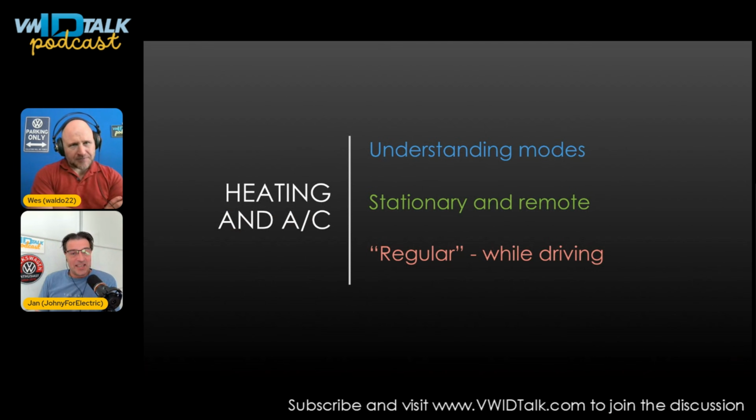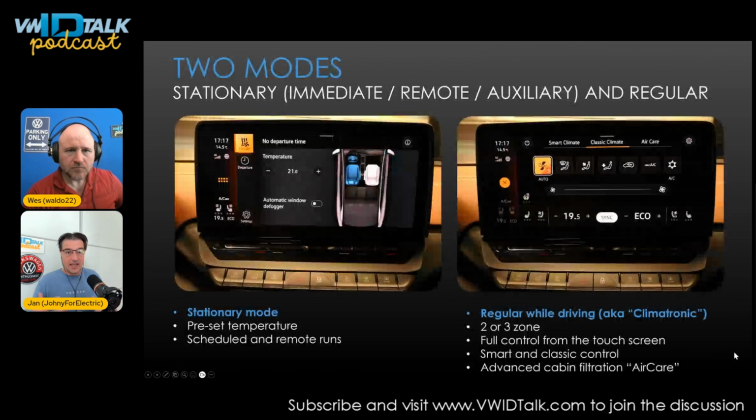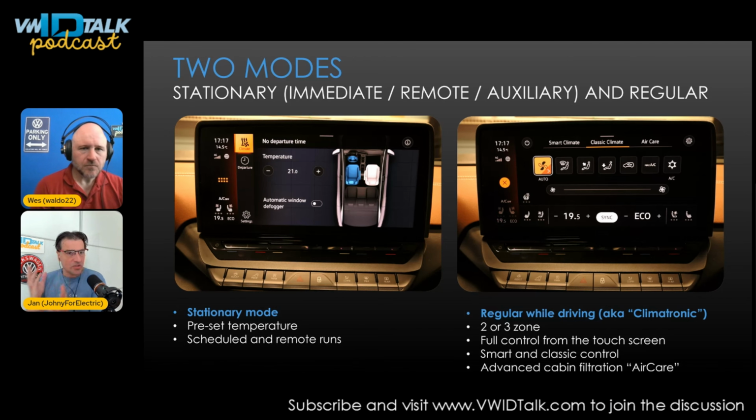What we hope to explain today is how do you best get in control of your heating and air conditioning, and why we are even talking about that, because, well, there are 2 different modes. Because it's an electric car, it has stationary and regular AC. So many of you might be very well familiar with the regular. Hopefully you'll find a few tricks, but you may not have used the stationary as much. So Wes, what's the difference between the 2? Can you describe those 2 a little bit, please?